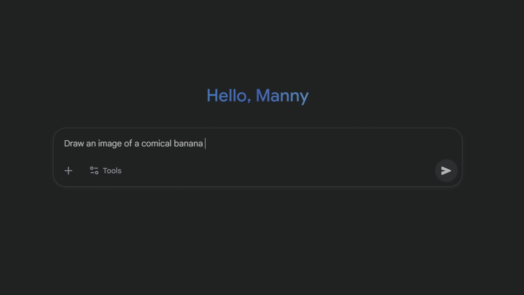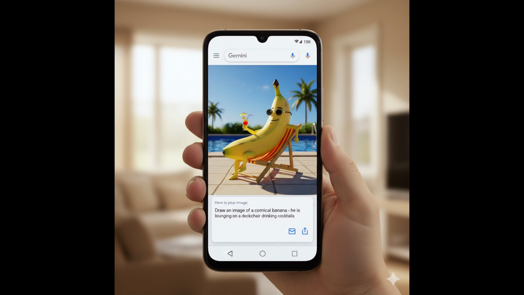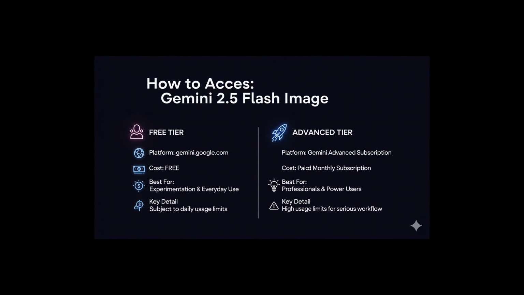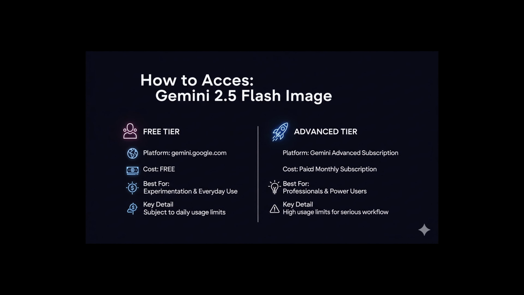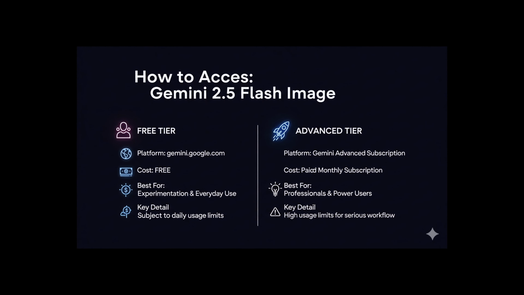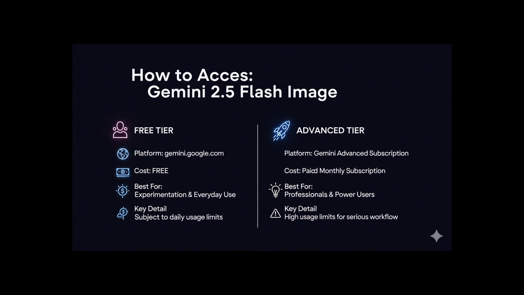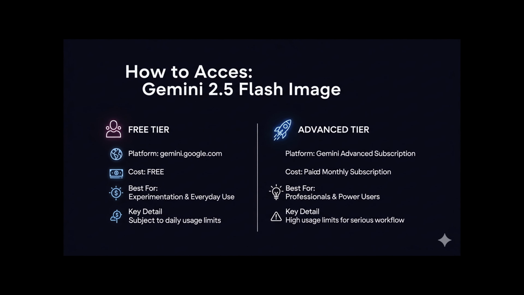The best part is that the core features of Flash Image are available to everyone for free. You can download the Gemini app and use this incredible model right there on your phone. You can get started with inpainting, character creation, and generative fills without paying anything. However, there is a catch for power users. The free tier has daily usage limits. If you're doing professional grade work and generating hundreds of iterative edits for a project, you will hit a wall. It's currently about 100 generations per day.